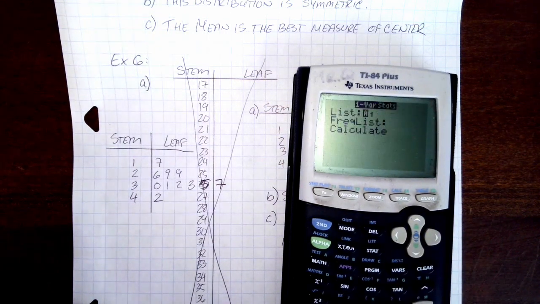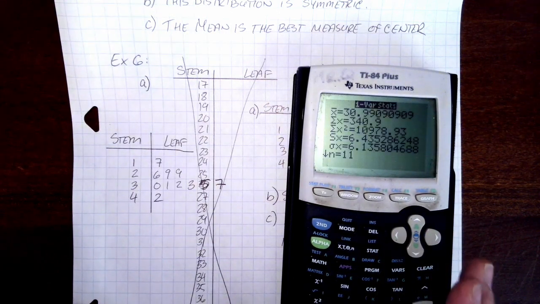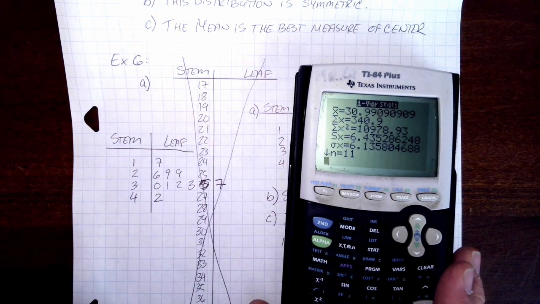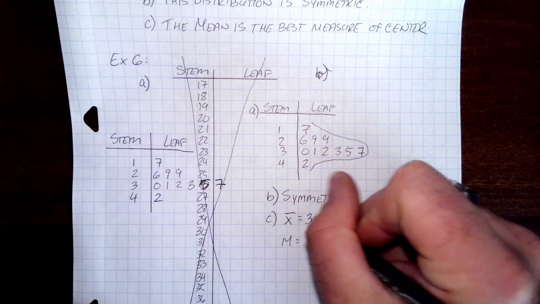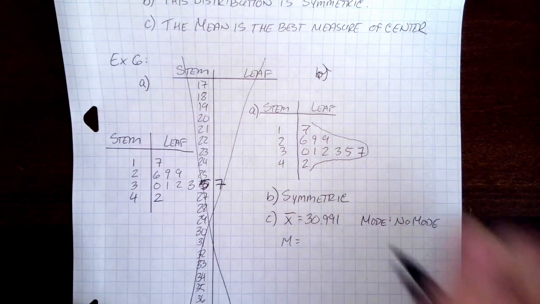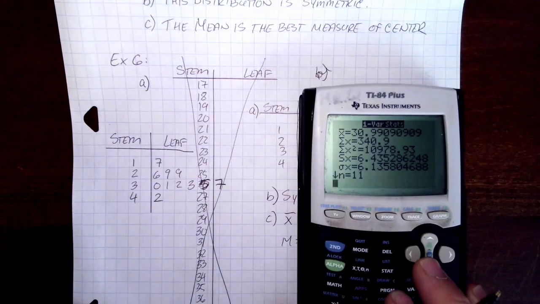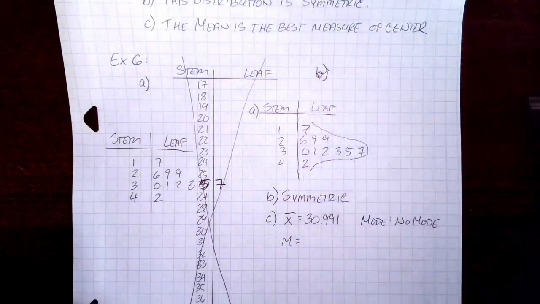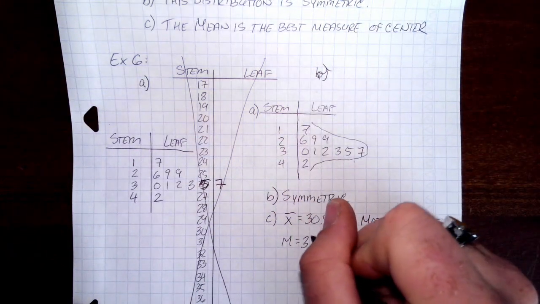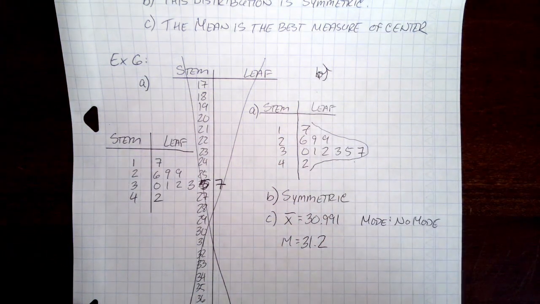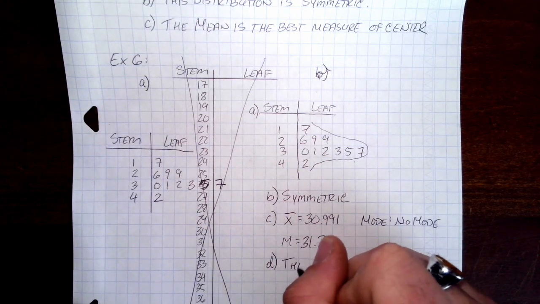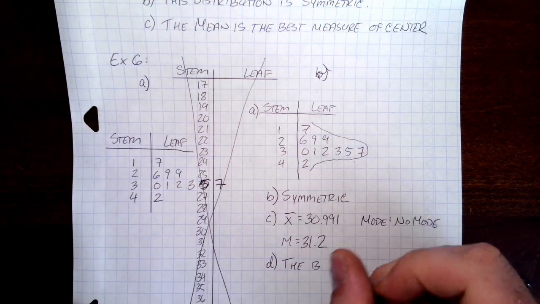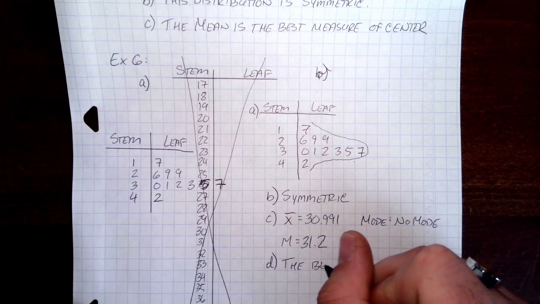So we can stat calc 1 on L1 and find out that our mean is about 30.991. Remember to round to 3 decimal places. And our median, scrolling down here, is 31.2. So because it's symmetric, the best measure of center is the mean, or about 30.991.